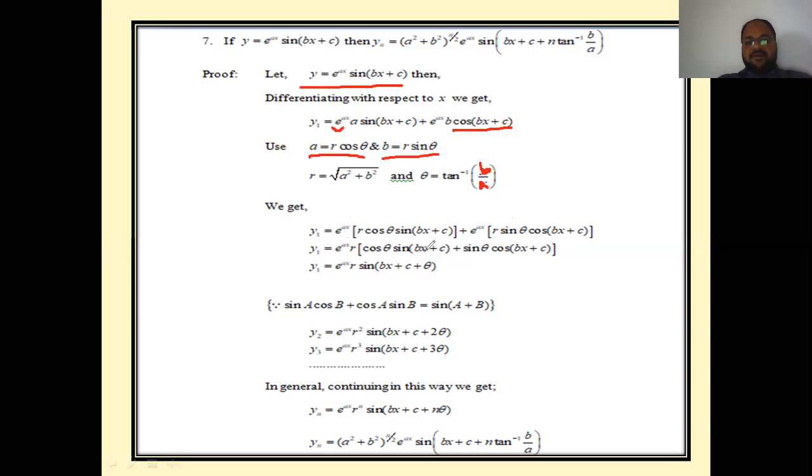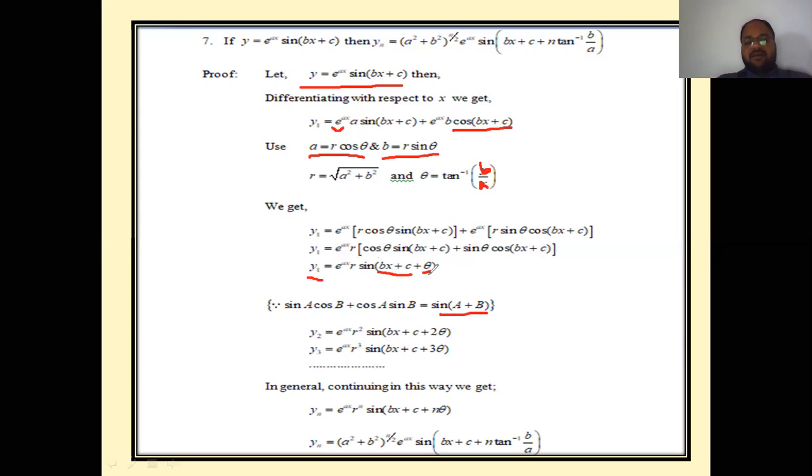Now if you observe this bracket term, it is simply sine a cos b plus cos a sine b. This is the addition formula for sine. Sine of a plus b is nothing but sine a cos b plus cos a sine b. So using this result, bx plus c is the value of a, and theta is b, which means here we get sine of a plus b. So this is our first derivative: e raised to power ax r sine of bx plus c plus theta.